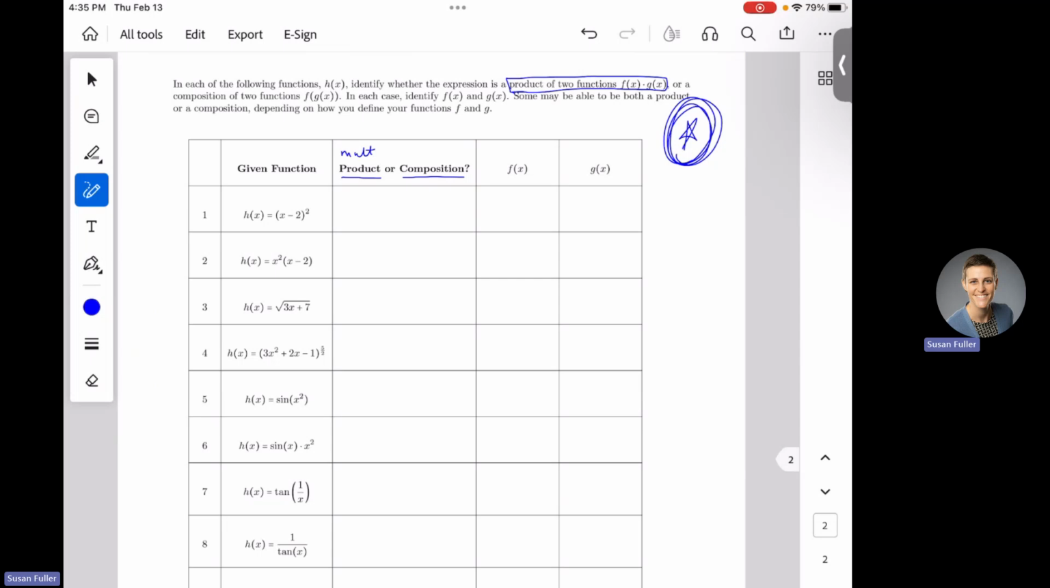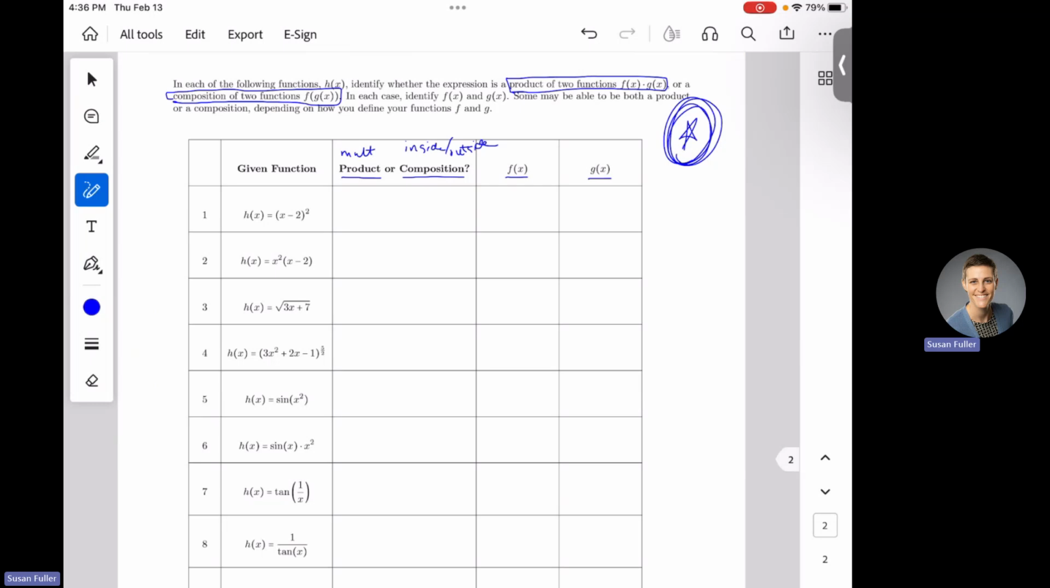Or I want you to tell me if it's a composition. A composition of two functions is one function plugged into another function. That looks like f of g of x. And really what I mean by that with composition is that you have an inside and an outside function. So we're first going to identify whether we have multiplication or a composition. And then after we identify whether we have a product or a composition, we're going to identify what f of x and g of x are.